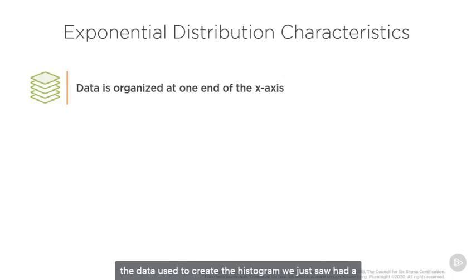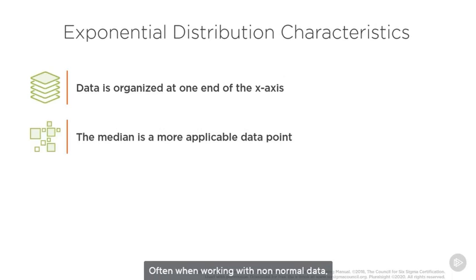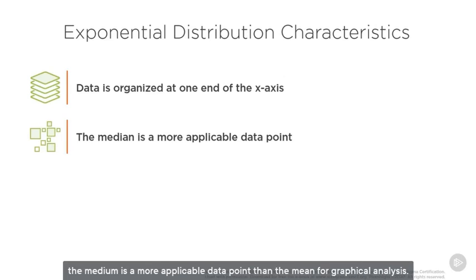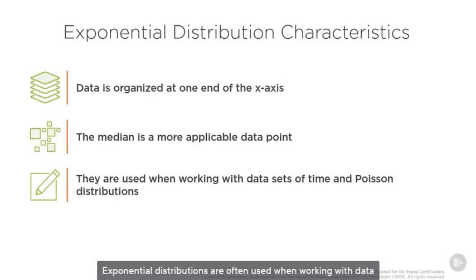The data used to create the histogram we just saw had a mean of 24.79, but a median of 16. Often, when working with non-normal data, the median is a more applicable data point than the mean for graphical analysis. If you locate a median on the x-axis of an exponential histogram, you know that 50% of the other data points fall before it and 50% after it. Exponential distributions are often used when working with datasets of time that include arrival times, the average or mean time between failures in the process, waiting line theories, or the distance in time or space between interesting points of occurrence in data, processes, or experiments.